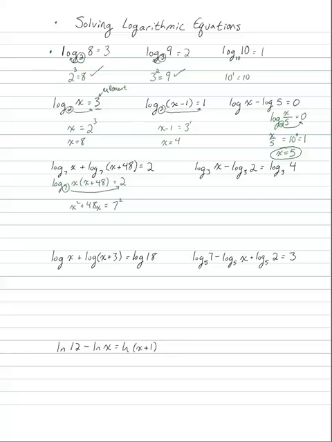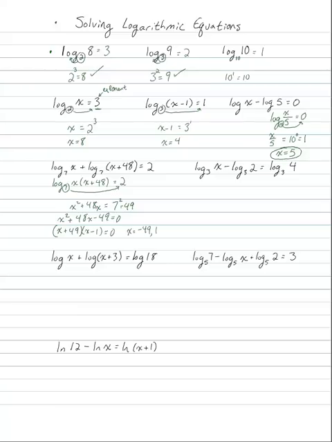Okay, so now it's a quadratic. 7 squared is 49. It's a quadratic, I'll get everything on one side equals 0, so x squared plus 48x minus 49 equals 0. So (x plus 49)(x minus 1) equals 0. So x is going to equal negative 49 and 1.